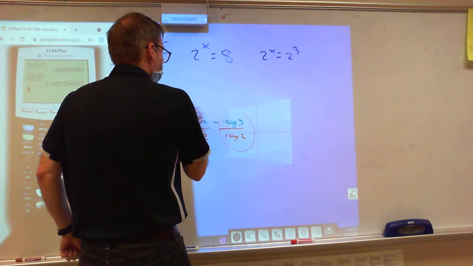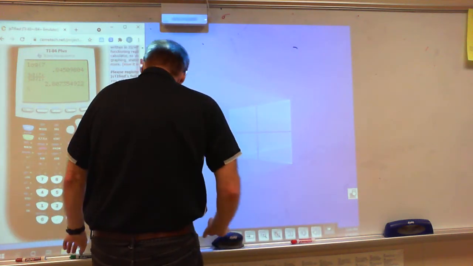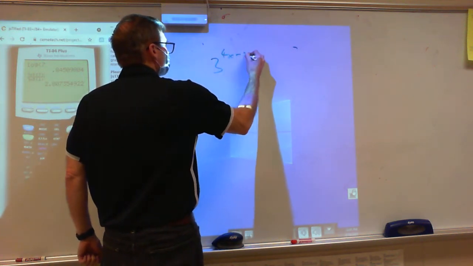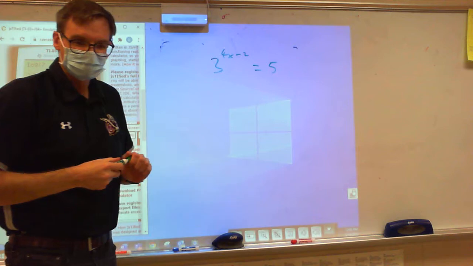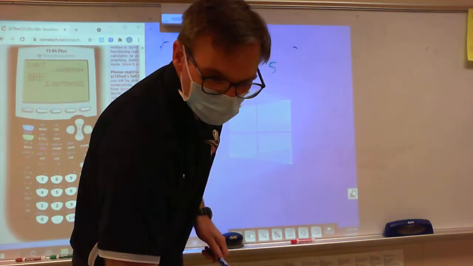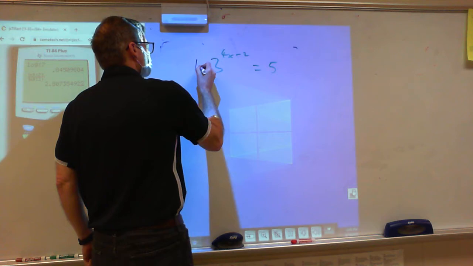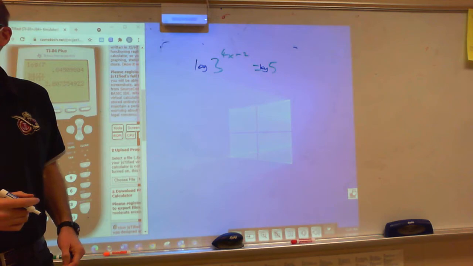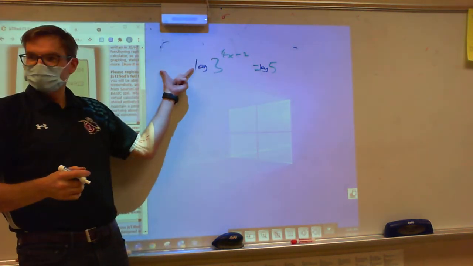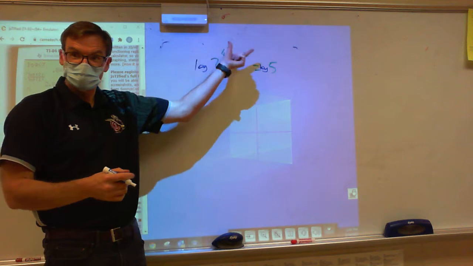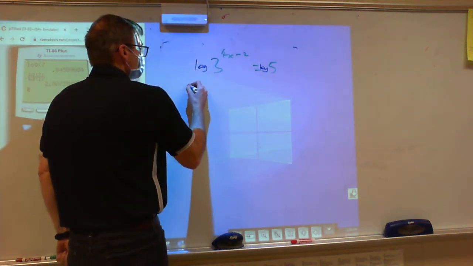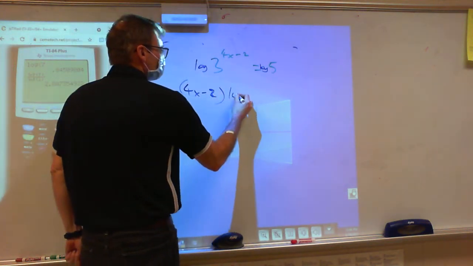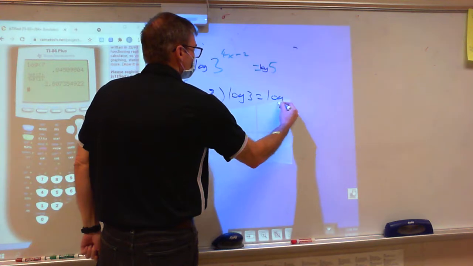All right, so your turn. Let's ramp up the difficulty just a little bit. Let's say I give you 3 to the 4x minus 2 is equal to 5. So we take log of both sides. Now what does that let me do? Bring the exponent down in front. That's the whole point of having that log there, so I can bring the exponent down in front. That's going to give me 4x minus 2. Make sure you put that 4x minus 2 in parentheses. And then I get log 3 is equal to log 5.